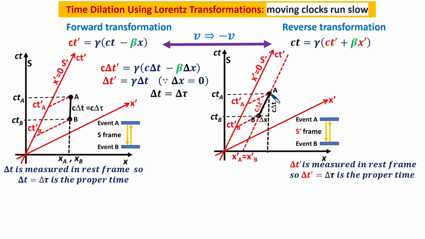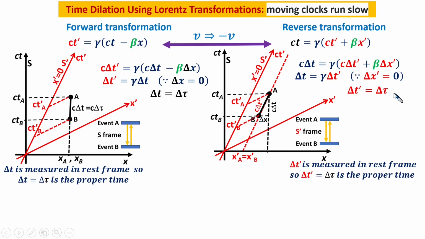Now again, if I take events A and B along this axis where x A prime and x B prime are in the same position, the time taken at the same position will be your proper time, delta tau. Here I have written c delta t, and since delta x prime is 0, this delta t prime is your proper time. So delta t prime is measured in the rest frame, so delta t prime is delta tau, the proper time. So what I mean is this is the two position time, and this is gamma and the time taken at one position. This is taken at one position, so it will give me a proper time. These are also taken at the same position, so this also will give me a proper time.